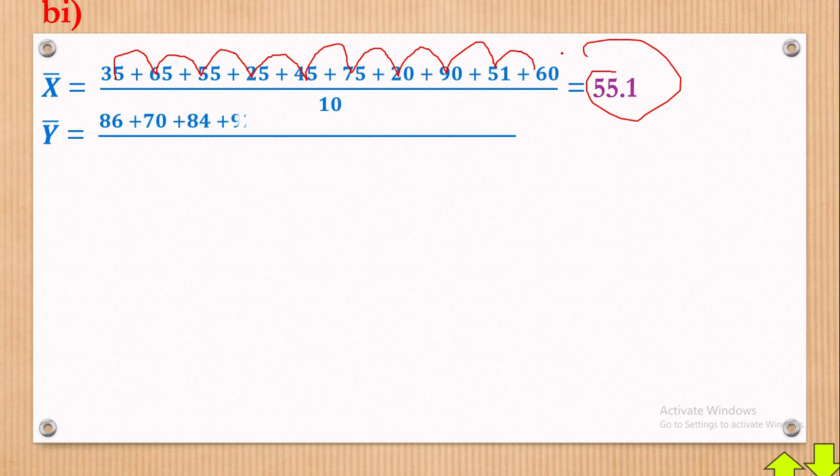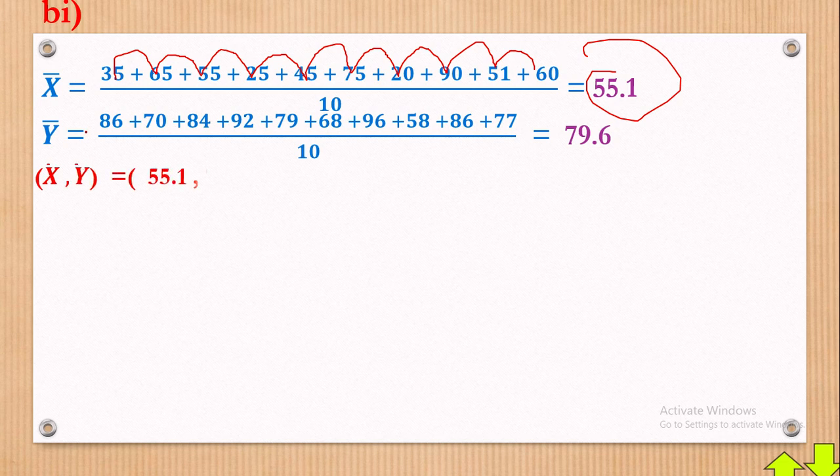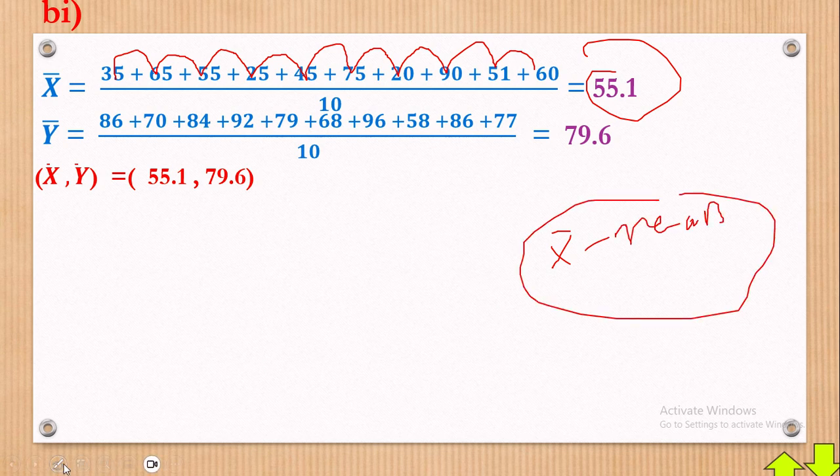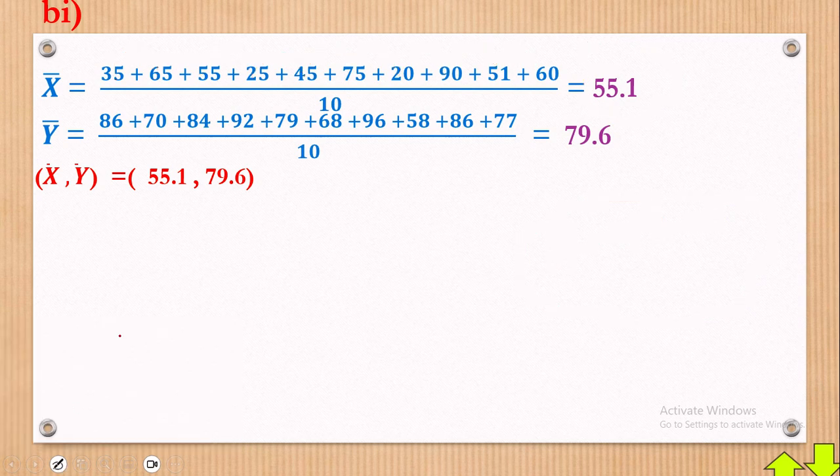Now the y values you also add and do the same. These are the values you have in the table. Divide by 10 and you have 79.6. Then you report your x bar, y bar. Now why are you saying x bar, y bar? Because in statistics, x bar means mean. That's why we call it a mean value, in simple terms.